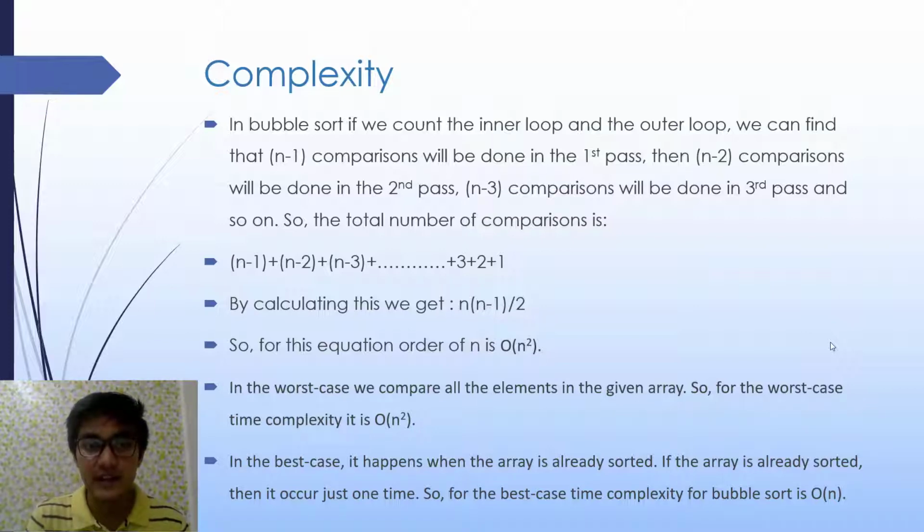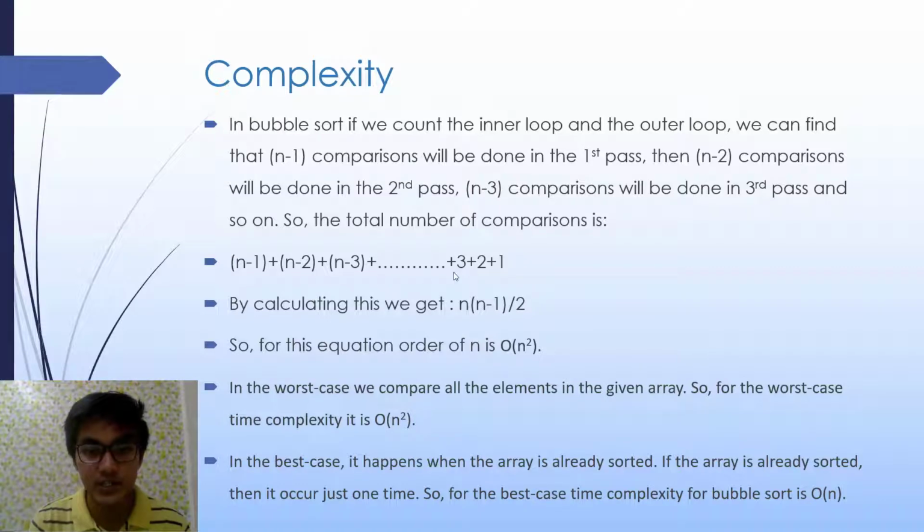We can find that n-1 comparisons will be done in the first pass. Then when we go to the second pass, n-2 comparisons will be done. In the third pass, n-3 comparisons will be done, and it goes on. So if we calculate the total comparisons of bubble sort, we get n-1 plus n-2 plus n-3 plus ... plus 3 plus 2 plus 1.